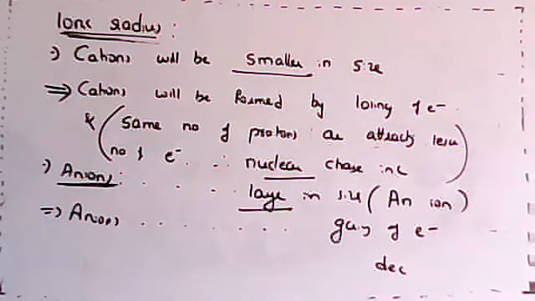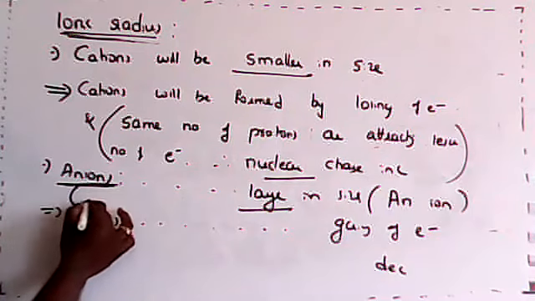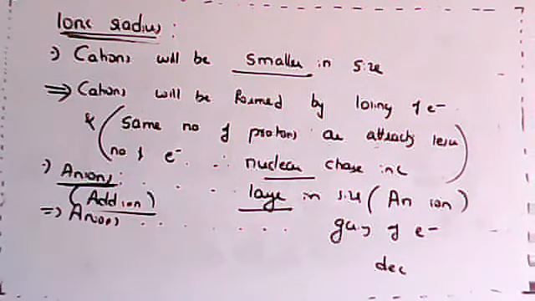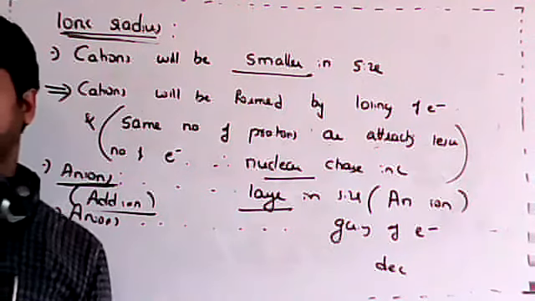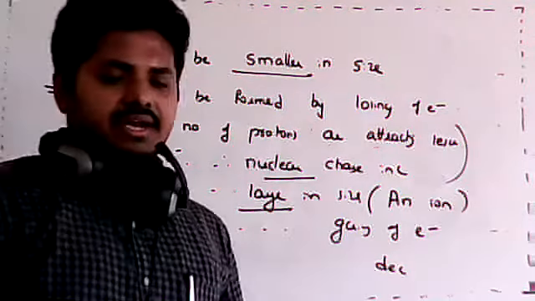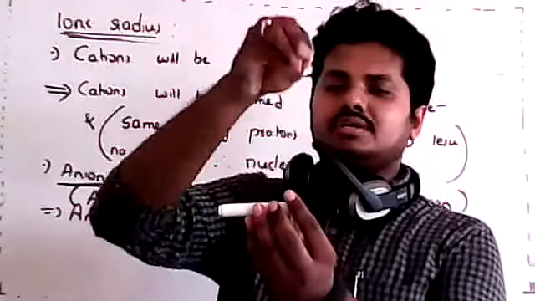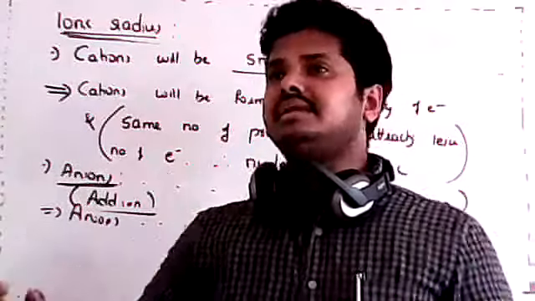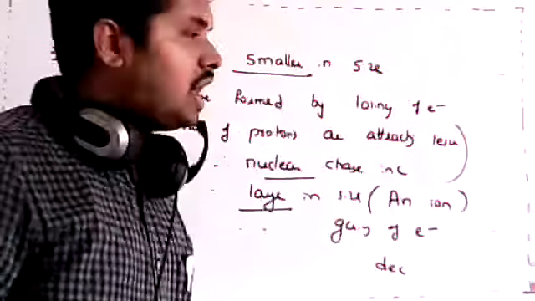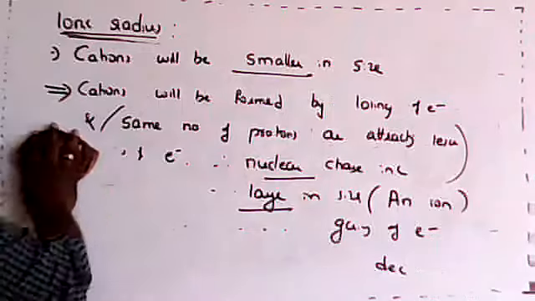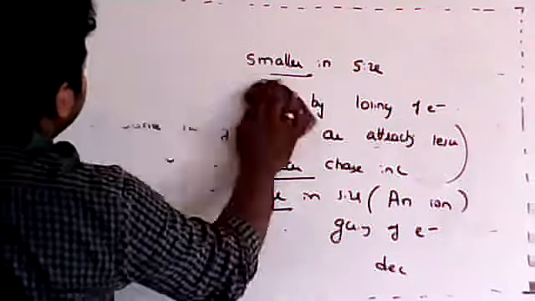Or even in English, if you want to add, anions will be adions. You can read anions as adions. Why? If something is added, imagine to this one I'm trying to add something. So what happens to the size then? Increases. So anions, you can read it as adions. Cations, cations. So this will definitely help you to understand.